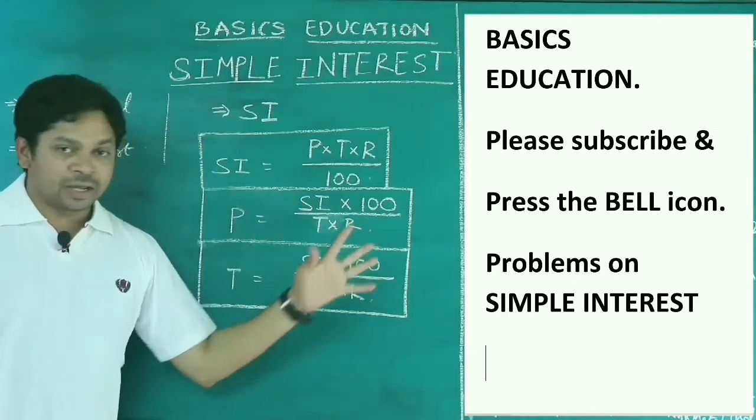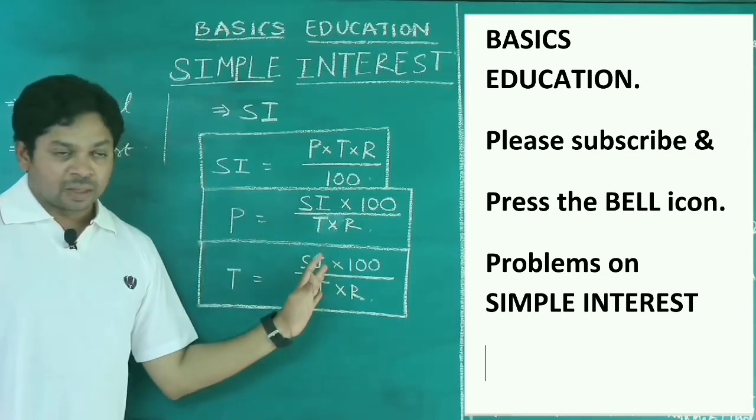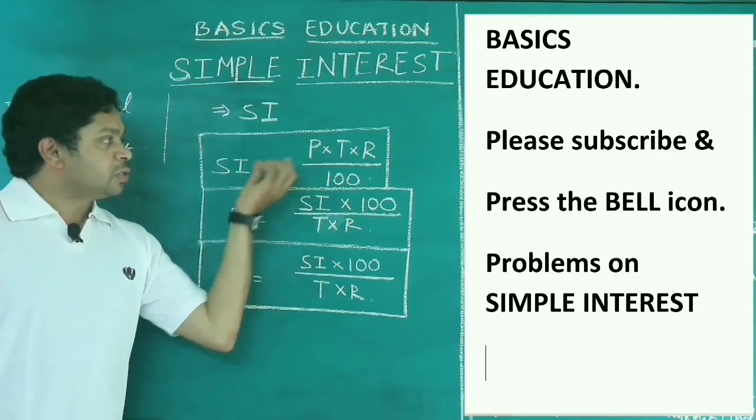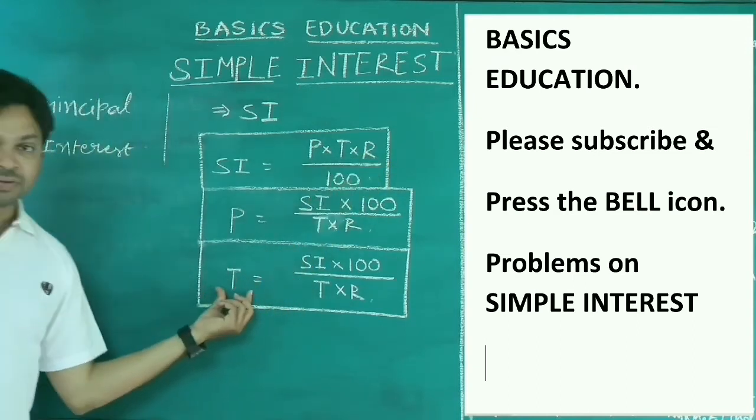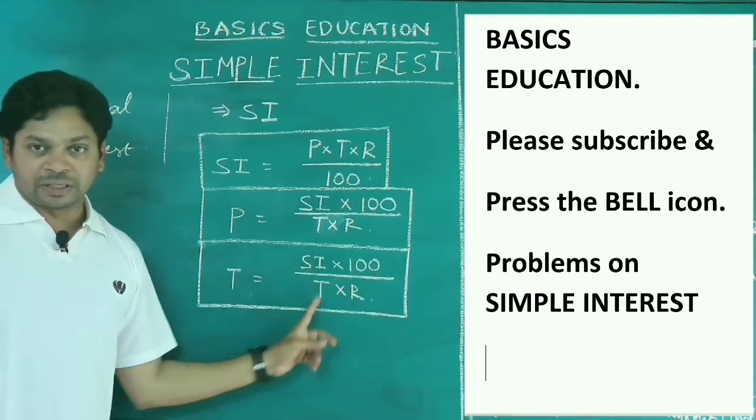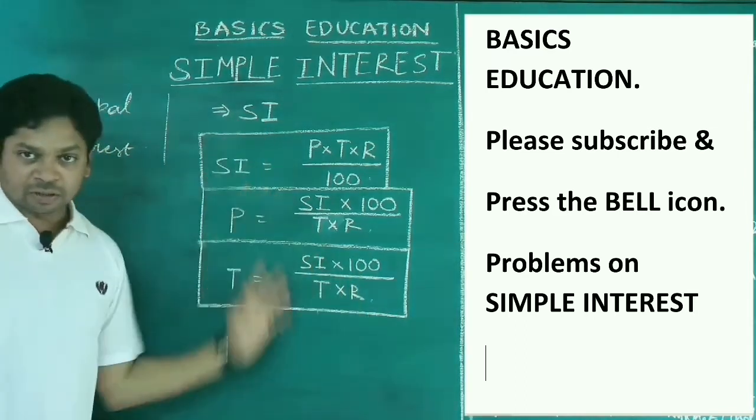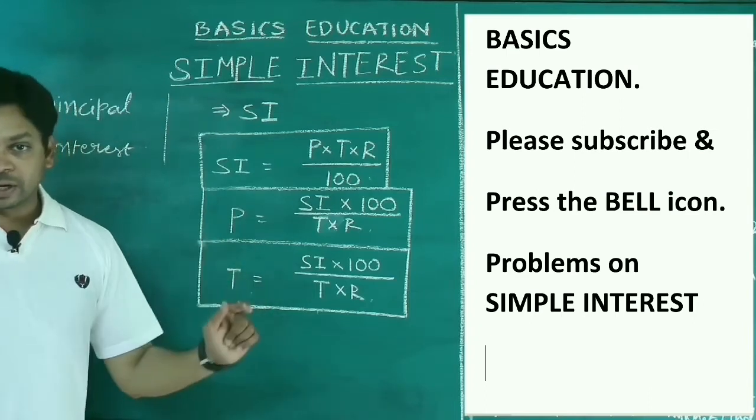And again, if you want to calculate the time when the principal, simple interest and rate are given, then we use the formula T equal to simple interest into 100 by P into R. These are the formulas to calculate the simple interest, time and rate.